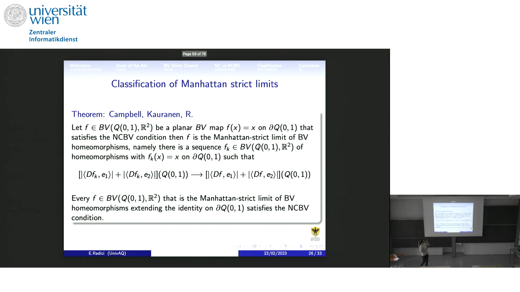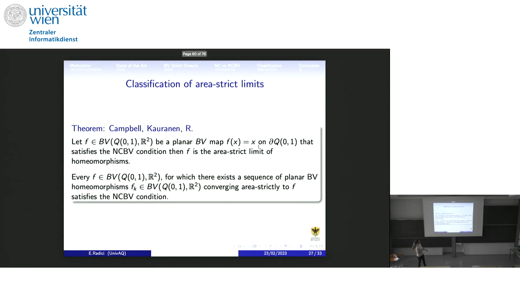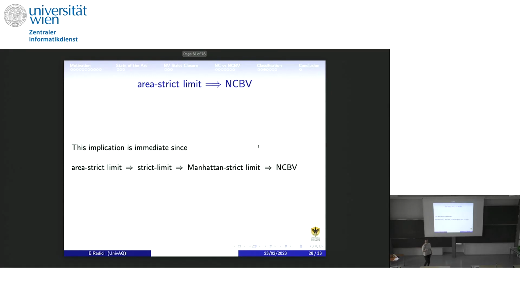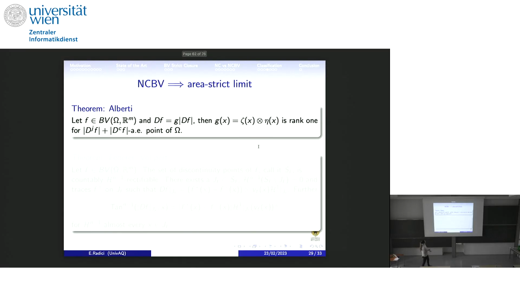If you believe this result about the Manhattan strict limits, so I hope you believe me and take it for granted, then the implication that area strict limit implies NCBV is immediate, no? Because area strict implies Manhattan and Manhattan implies NCBV, okay? The point is the other way around. From an NCBV map, how can you construct the approximating sequence in area strict approximating sequence?